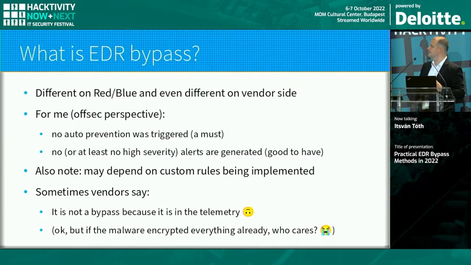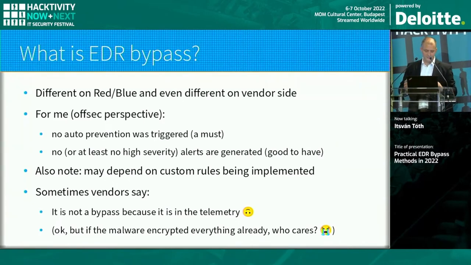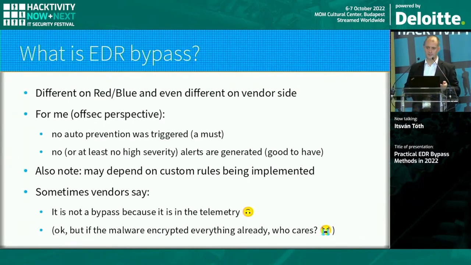So first, let's see what could be an EDR bypass. It is a little bit different on the red and blue sides, and even different for vendors. For me, from an offensive perspective, EDR bypass is, first, that no auto-prevention was triggered. This is a must. If auto-prevention is triggered and our payload is burned, then we cannot speak about bypass. But this is not enough, because there could be other alerts which do not trigger auto-prevention. So second, I would say that no alerts or no high severity alerts are generated. This is not a must, but a good to have.